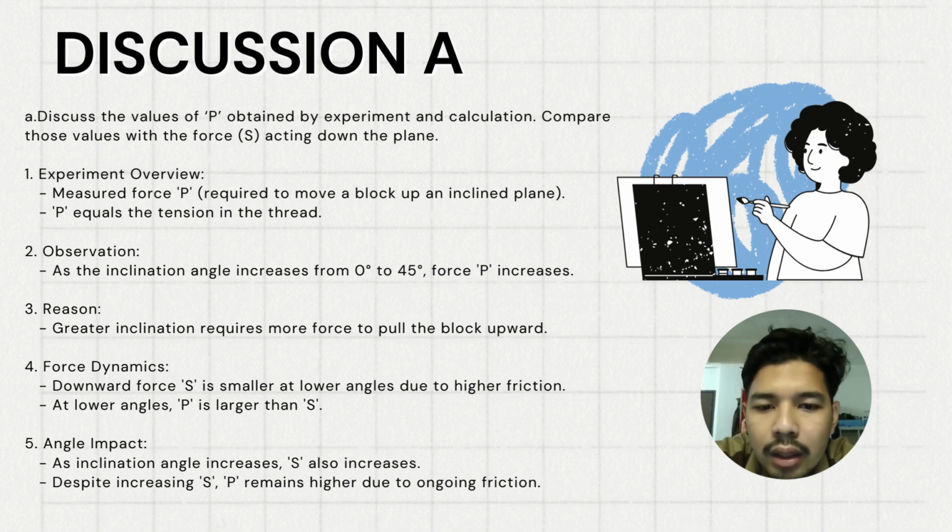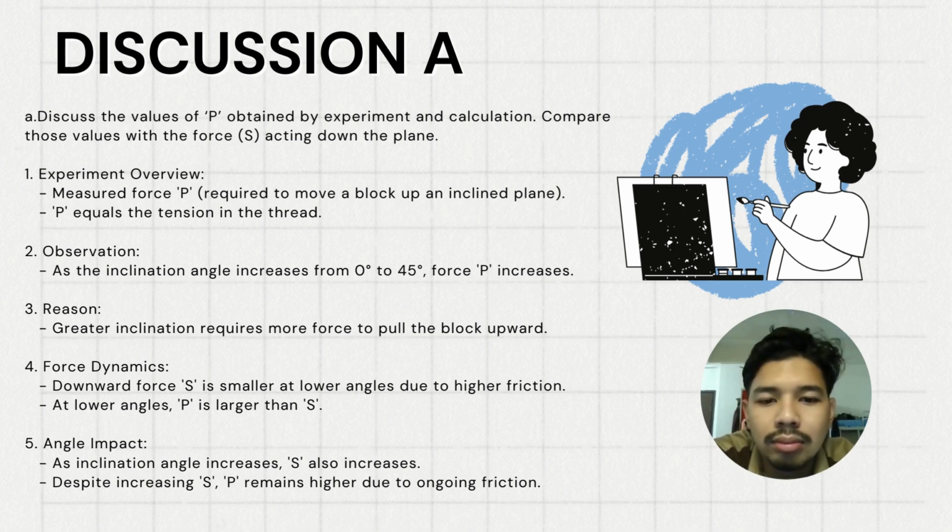The fourth point is force dynamic. Downward force S is smaller at lower angles due to the high friction. At lower angles, P is larger than S. And the last point is angle impact. As inclination angle increases, S also increases. Despite increasing S, P remains higher due to the ongoing friction. So it is a simple 5 points to discuss this discussion A.